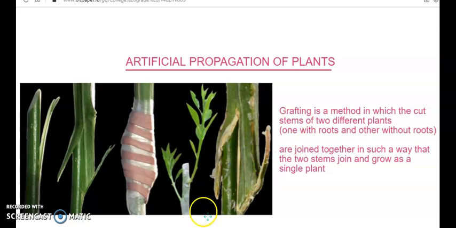So this method is called grafting. Grafting is a method in which the cut stems of two different plants, one with the root, mostly the one which we need in large production, that particular tree will be with the root, and the other without the root, are joined together in such a way that the two stems join and grow as a single plant.